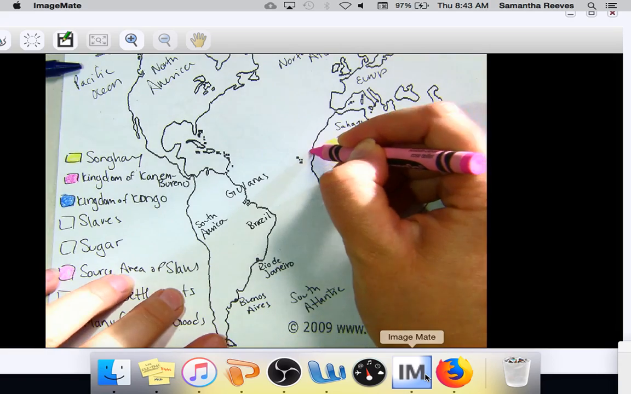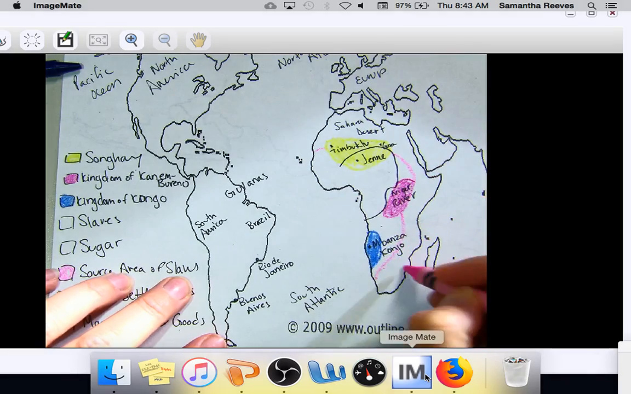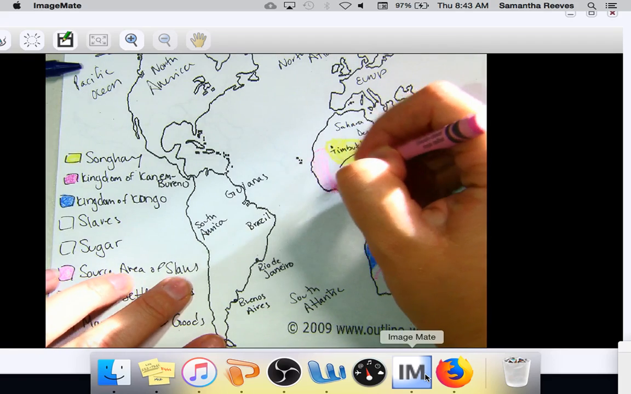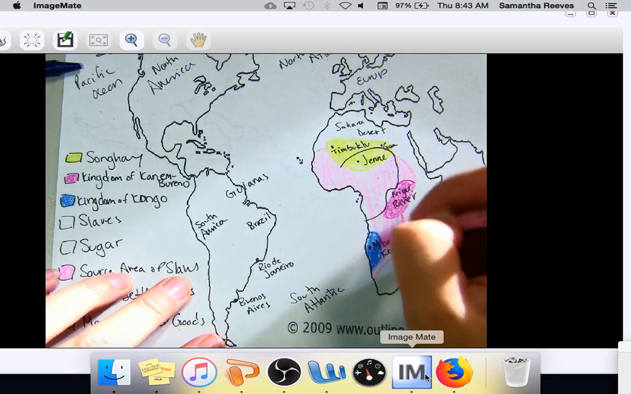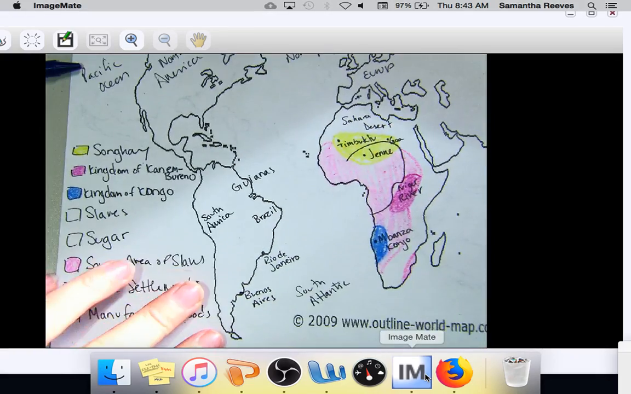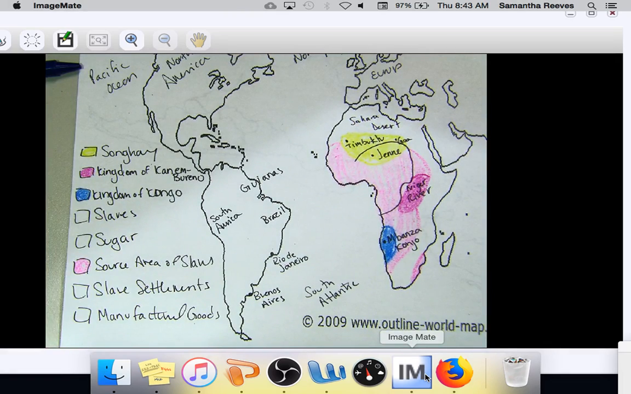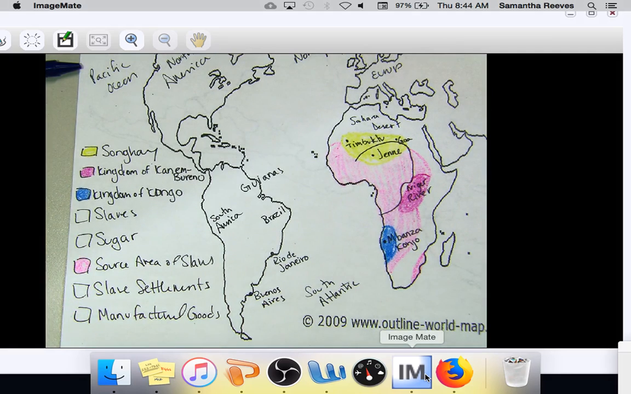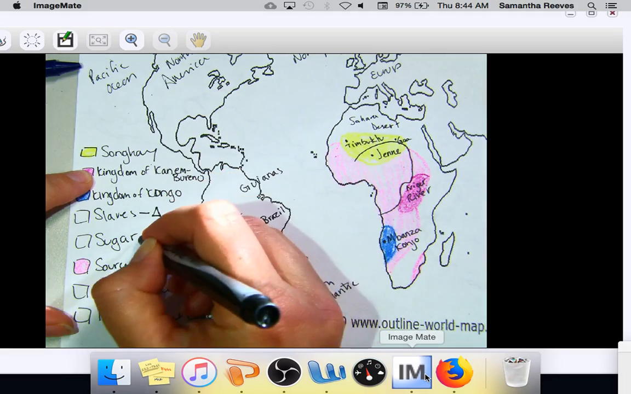So, the source area of slaves is going to be inside these regions. All of this territory is going to be, including inside the Songhai, as well as in the Kingdom of Kanem, all that stuff. So that is where most of your slaves are coming from. Okay. So if you notice, we have three things left: slaves, sugar, and manufactured goods. I'm going to draw a triangle next to all of these. I'd like you to do that as well.